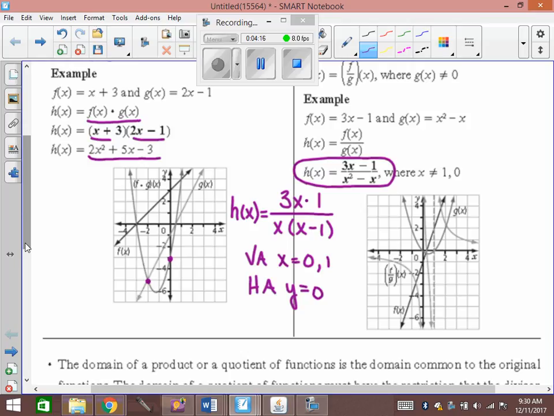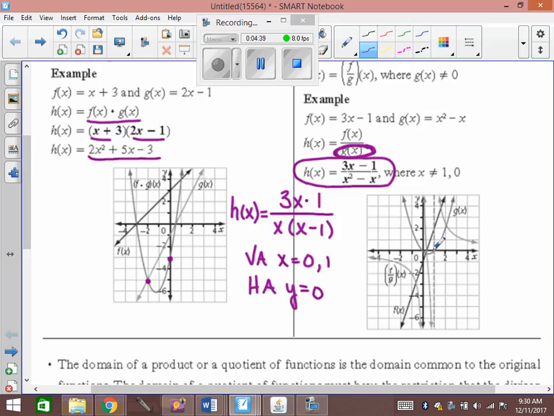We're doing f divided by g. And what happens when you divide by 0? It's undefined. And what happens when it's undefined? You get an asymptote. Okay? So whenever you do division, you're going to look for when this denominator graph has a y of 0. Because wherever that denominator graph has a y of 0, you're going to get a vertical asymptote.